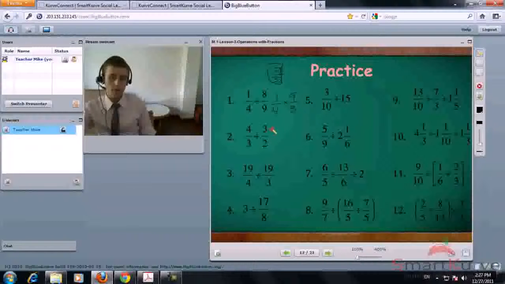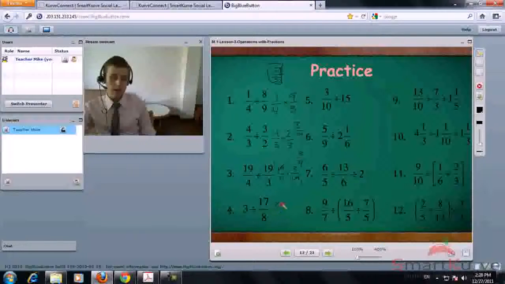4/3 divided by 3/2 becomes 4/3 times 2/3. 4 times 2 is 8. 3 times 3 is 9. 8/9. 19/4 divided by 19 over 3, 19 over 4 times 3 over 19. The 19s can cancel out to 1 each. Therefore, the answer is 3 over 4.